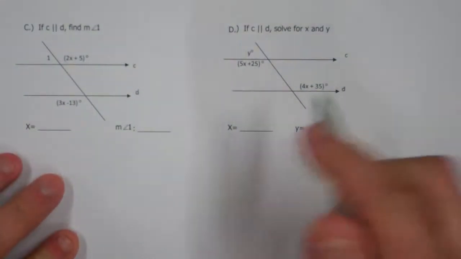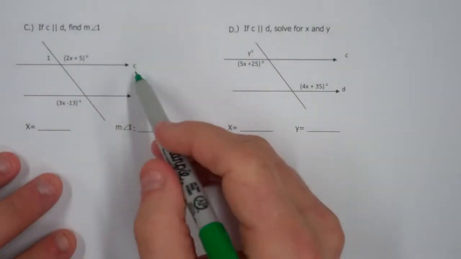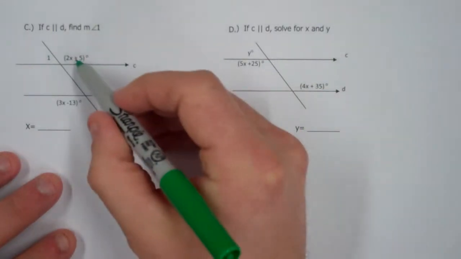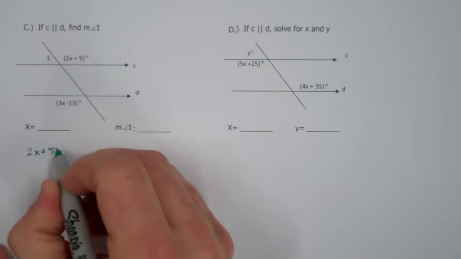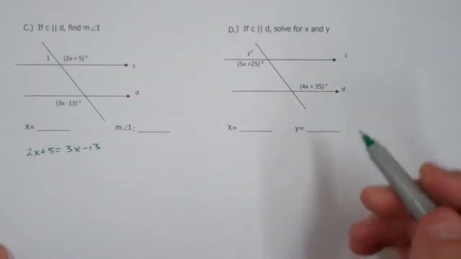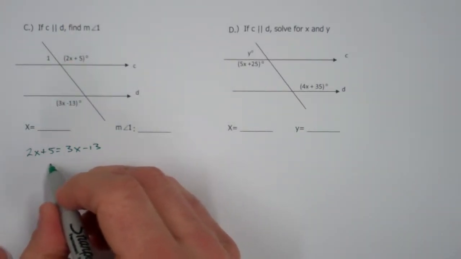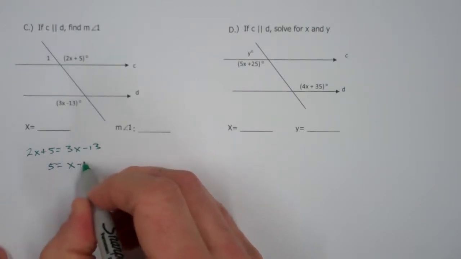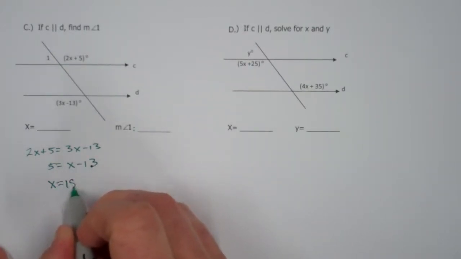In part C, we have two angle expressions. We want to find the measure of angle 1. We're also told that C is parallel to D. These are alternate exterior angles. Alternate exterior angles are congruent, meaning their measures are equal. So we'll set 2x plus 5 equal to 3x minus 13. We could subtract 2x from each side, so that'll be x minus 13. Add 13 to each side, so x will be 18.